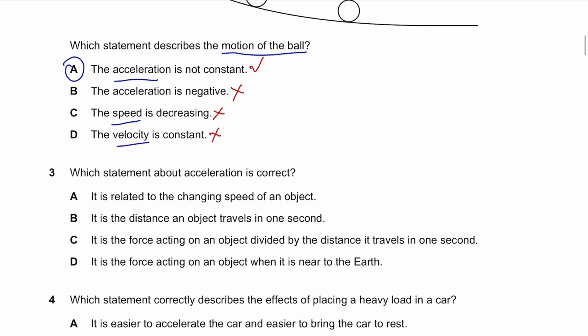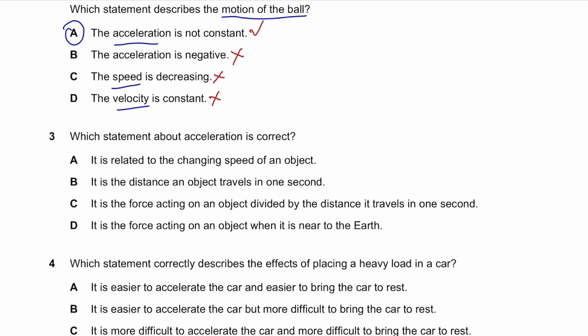Question 3. Which statement about acceleration is correct? It is related to the changing speed of an object. Well, yeah, this can be correct. It's the rate of change of velocity, so it's kind of related, but let's look at the other options. It is the distance an object travels in 1 second. Nope, this is more of speed.